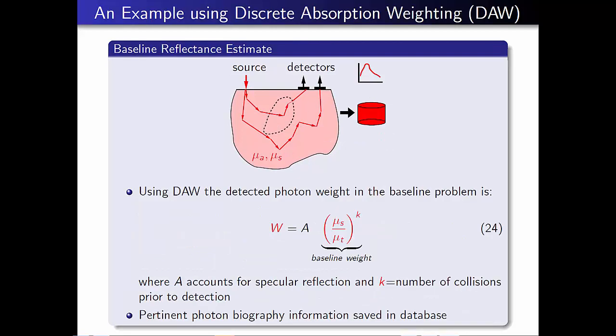So let's look at something definite. Let's say we're using discrete absorption weighting. And we're tallying this background rate, mu s over mu t to the power k. Each photon has its own number of collisions k, and we add them all up, and we divide by the number of photons launched, and we get an estimate of reflectance. The pertinent information that is saved is the number of collisions in this region of interest and the total path length that each photon traversed in that region.